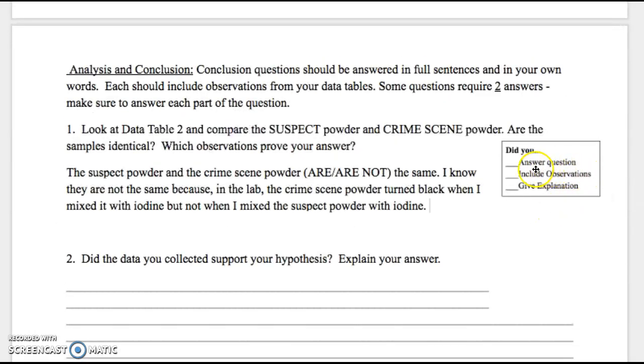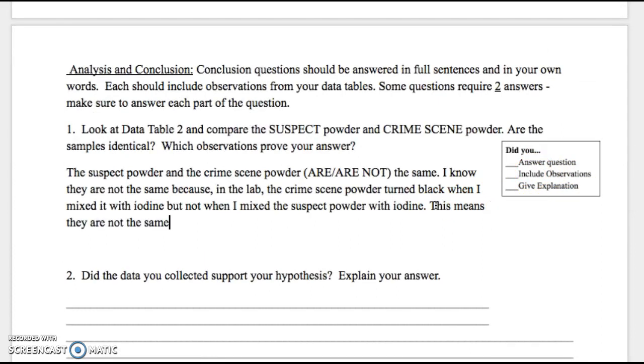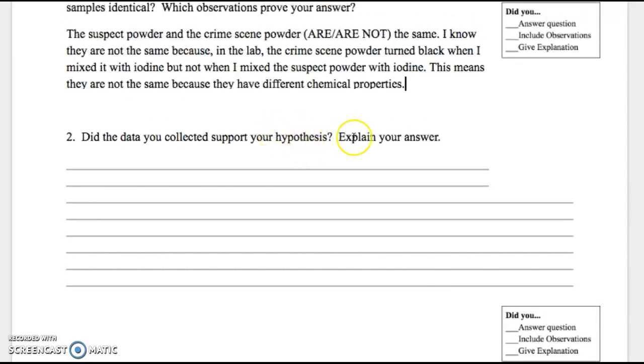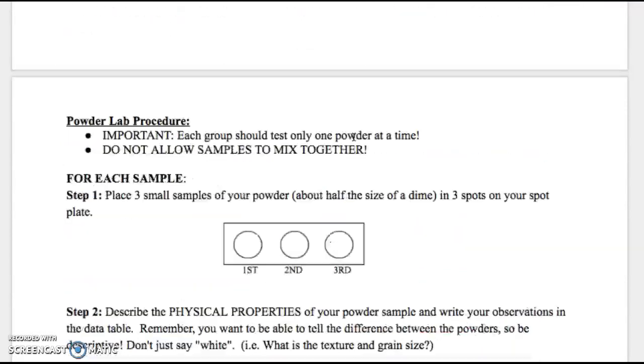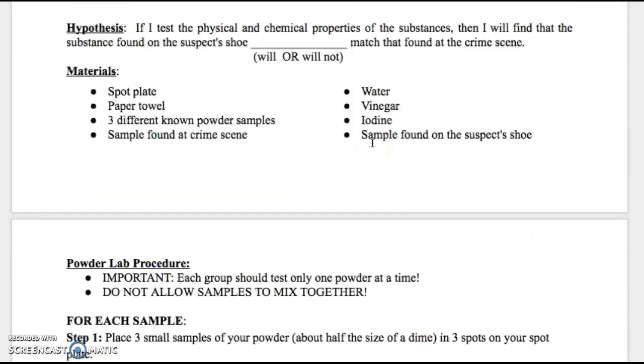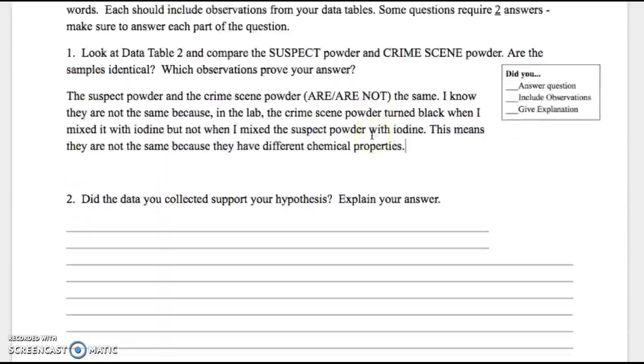Okay, that's include observations. Give explanation is something like, this means they are not the same because they have different chemical properties. Okay, you can explain more here, but that is enough because you did these 3 things. Okay, now in this question, you're going to need to go back to your hypothesis, which is up here. And you're going to need to tell me, is it right or is it wrong? Did they match or did they not match, and how do you know?